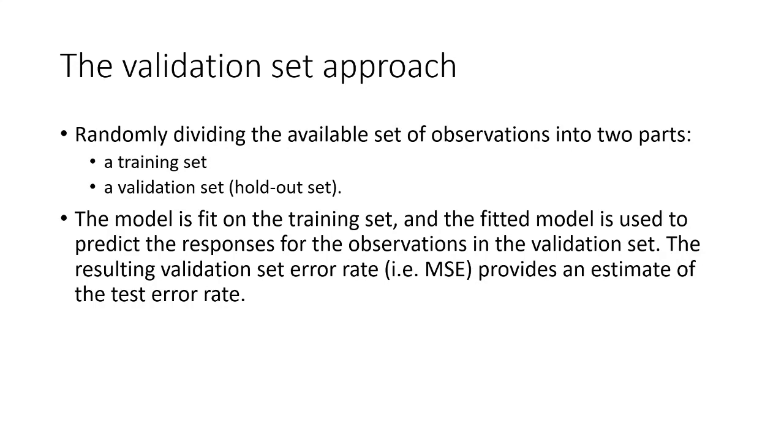Okay, and this resulting validation set error rate, for example, if we use MSE, will provide the estimate of the test error rate. So what we do here is we fit the model on the training data set and we predict the response variable in the validation data set, and then we compute the MSE, where the MSE is based on the difference between the actual value and the predicted value. And this MSE, which we obtain from the validation data set, provides the estimate of our test error rate.